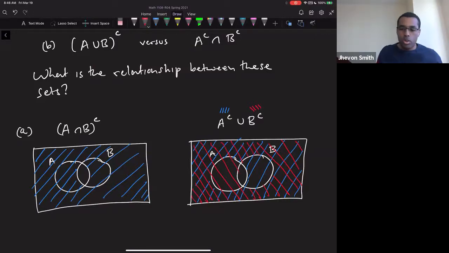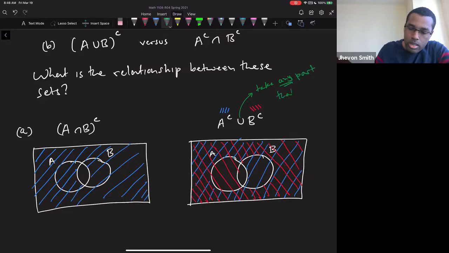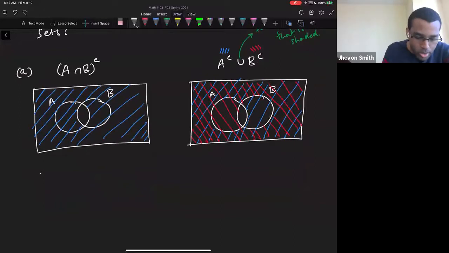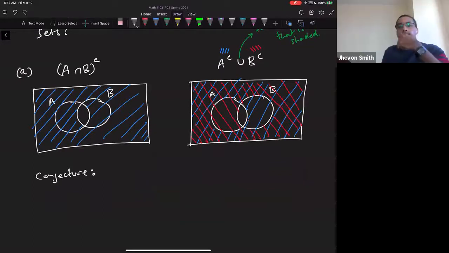Right? So the union means take any part that is shaded. You can kind of think of the intersection as being, you have to take the part where all different shadings overlap. That's one way you can think about it. But the union is indiscriminate. If it's shaded, it's in the union, right? So now, what would your conjecture be about these two? How does one relate to the other?